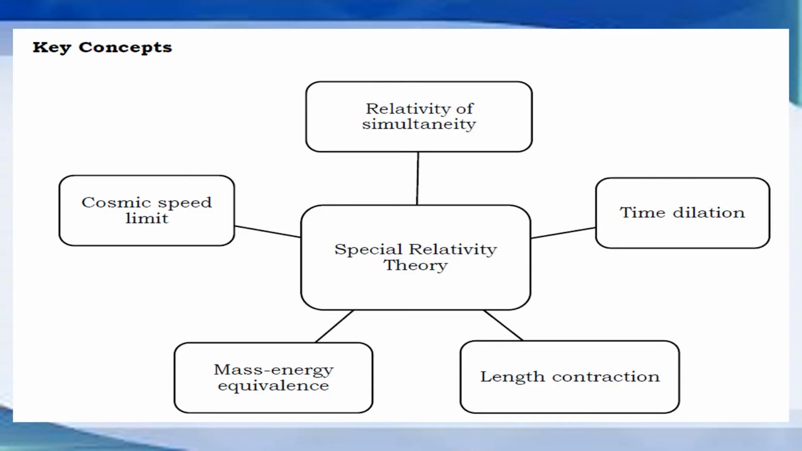Okay, you have here the key concepts of special relativity theory. Later we will discuss this one by one for you to understand the special theory of relativity. So you have here the time dilation, relativity of simultaneity, cosmic speed limit, then mass-energy equivalence, and the length contraction.